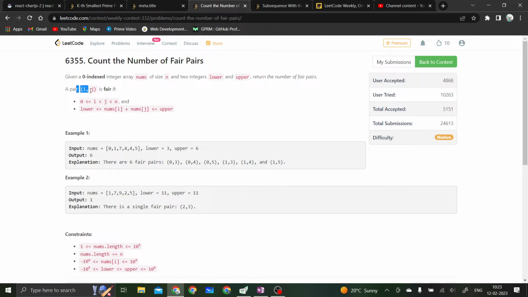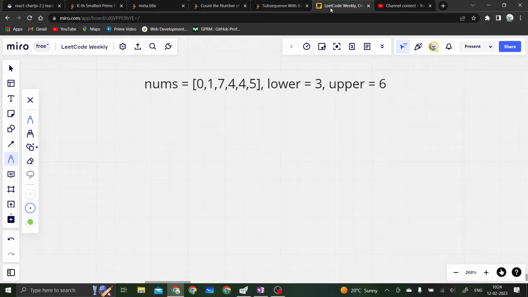A pair (i, j) is fair if i is less than j and j is less than n, and whatever be the values at these positions, if we add them, the sum should be greater than or equal to this lower value and less than or equal to this upper value. So let's see what we have to do. We have to consider the pairs that we can form.